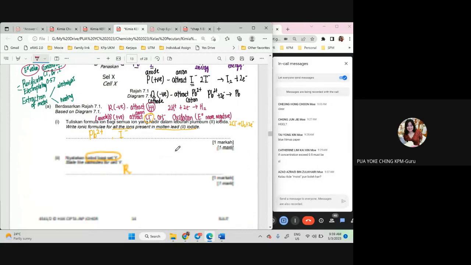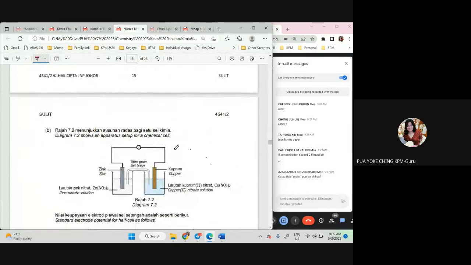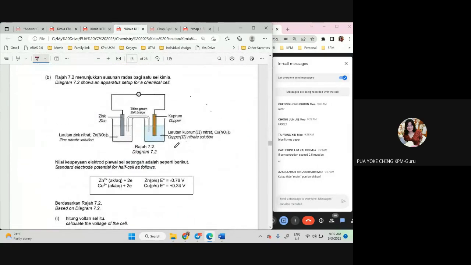Okay. So, untuk set dekat sini, I rasa macam ni. Tapi kita tengok set B pula. 7B pula. Sebab bab ni banyak boleh keluar. Okay. 7B. Diagram shows an apparatus set up for a chemical cell. So, daripada chemical cell, you dah tahu ini mesti tak ada battery.